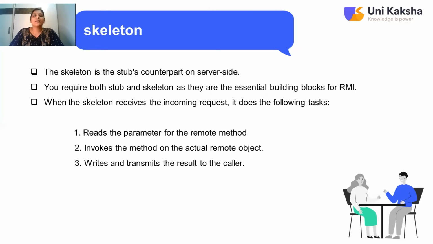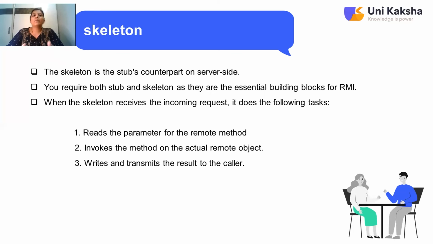Now let's have a look at the skeleton. So skeleton is considered as the stub's counterpart on the server side. This is the object which resides at the server side. And whenever you want to perform distributed communication between two different Java applications, or whenever you want to make a communication between two different JVMs, then at that time you require RMI, and with RMI you always require these two objects, that is stub and skeleton, because these two objects are considered as the essential building blocks of RMI.